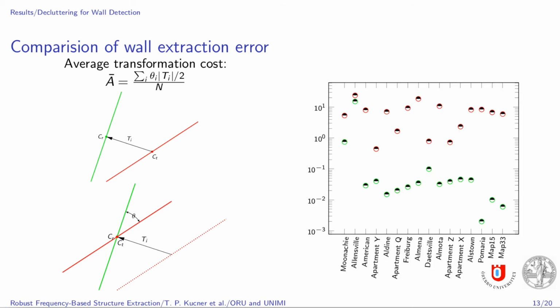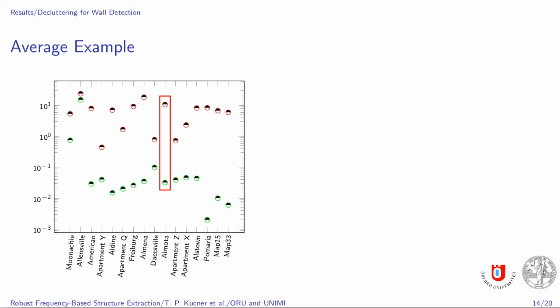In the plot on the right, we can see a comparison of the average transformation cost for 16 different maps. The green points correspond to the filtered maps, while the red ones to the unfiltered ones. The plot shows that the map filtering allows to significantly lower the transformation cost.